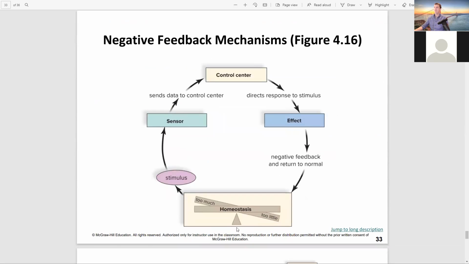Okay, so that's summarized here. So we want to be at just the right level at homeostasis. So if there's too much or too little, we have some stimuli that is picked up by a sensor, and this sensor sends data to the control center, and the control center directs a response to the stimuli that outputs some effect, and this effect has a negative feedback on the amount to return it back to normal.